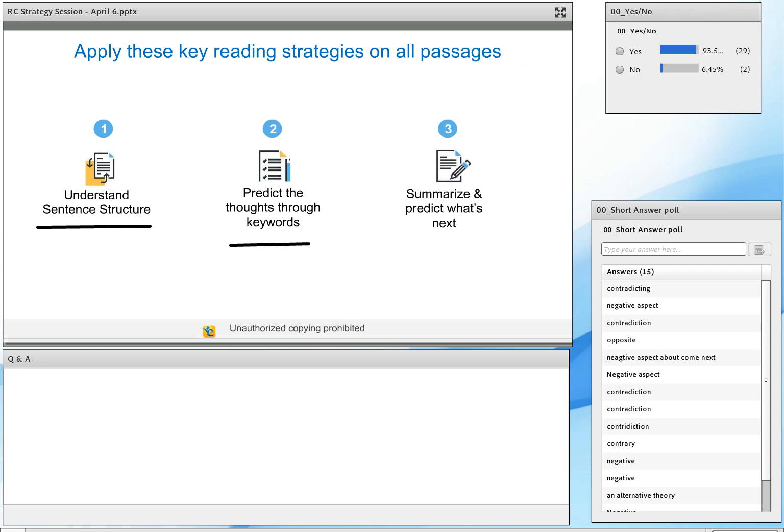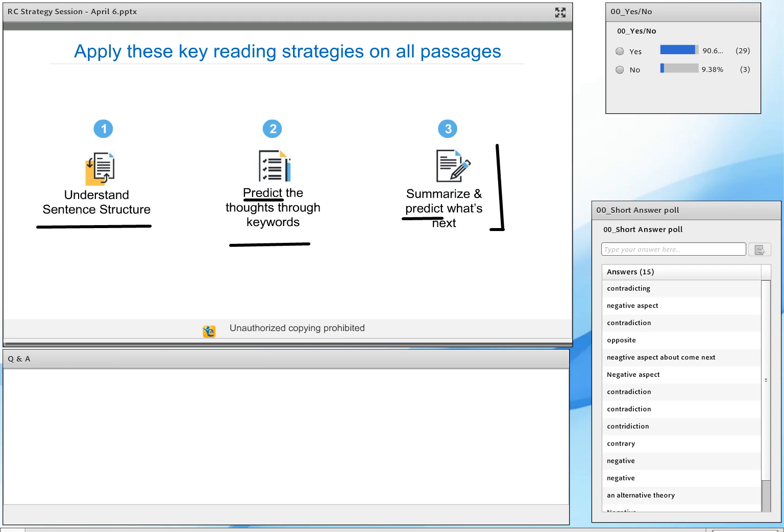And yes, you may ask me, why are there 2 predictions here? Strategy number 3 is really about, first of all, summarizing all that you've read in your own words, because when you summarize things in your own words, they stick a lot better, right? So you read a paragraph or a chunk of a paragraph, and then you summarize it in your own words, and then you also form an opinion as to what the author could say next.